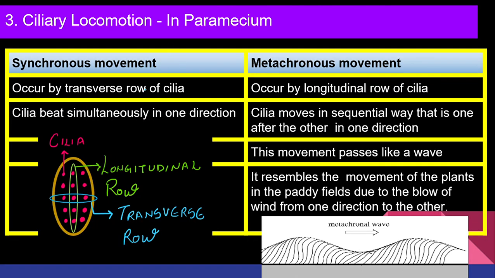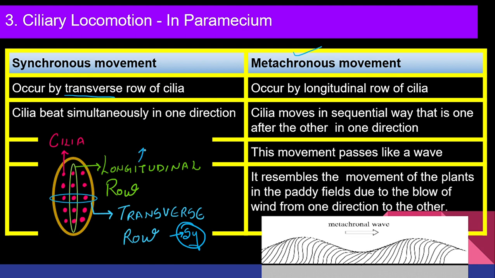When we talk about the synchronous movement, it will occur only in the transverse row. We have already discussed the transverse row as well as the longitudinal row. Here you can see, this we call the transverse row. And when we take it in this way, we call it the longitudinal row, right? So if I talk about the synchronous, it will always occur in the transverse row.